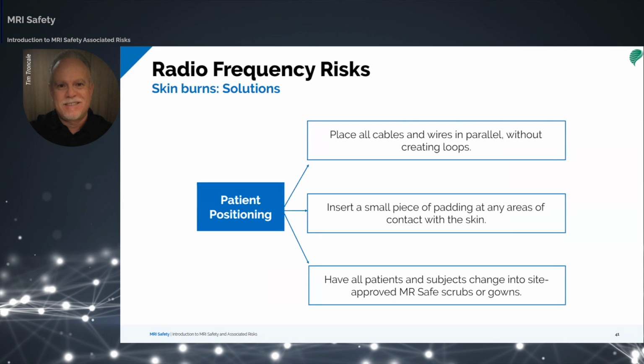Another thing we can do is to make sure that cables and wires run parallel to the magnetic field and that there are no touching loops of cable. This, in addition to foam padding or material separating cables and wires and having people change, as mentioned on the previous slide.